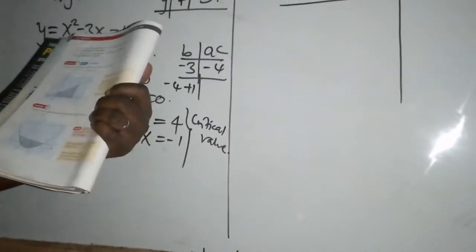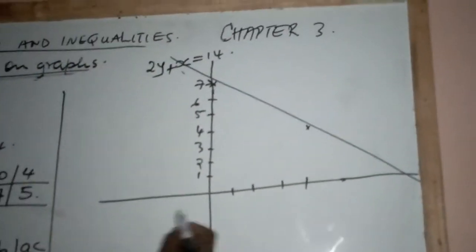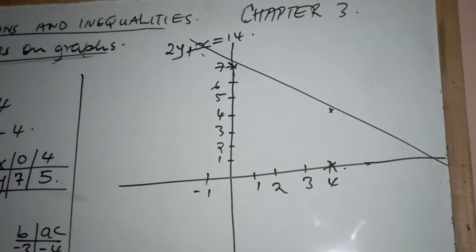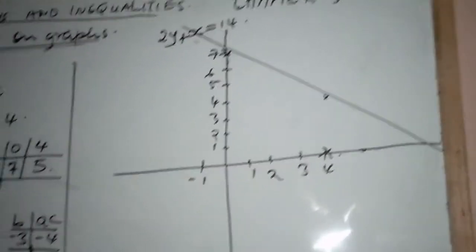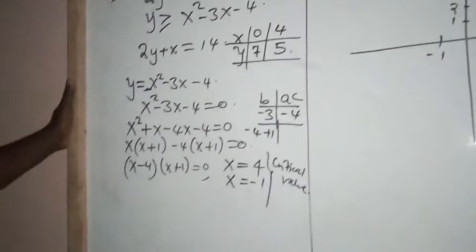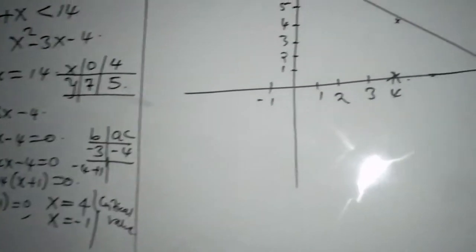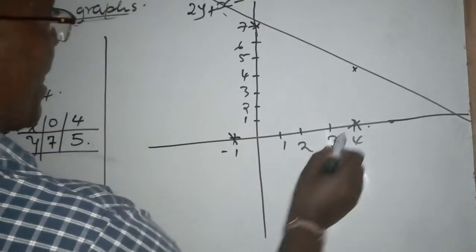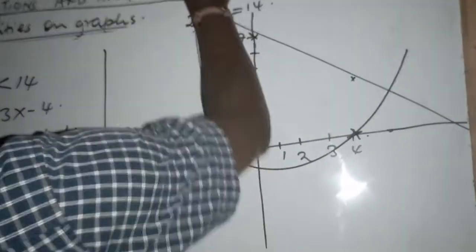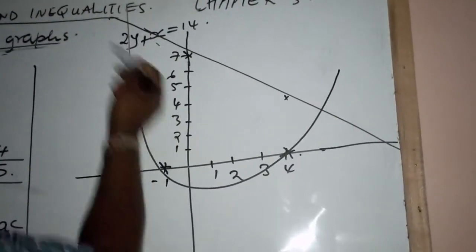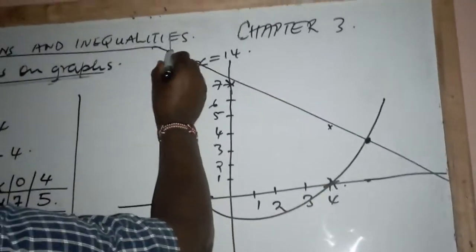All right, let us now plot this curve. The critical values are negative 1 and positive 4. Let us just plan the nature of the curve. We can see a is positive, greater than 0, meaning that we are going to have a U-shaped graph. It cuts through there and there, but it is a U-shaped graph. You can see that the graph cuts the line at this particular point and at that particular point.